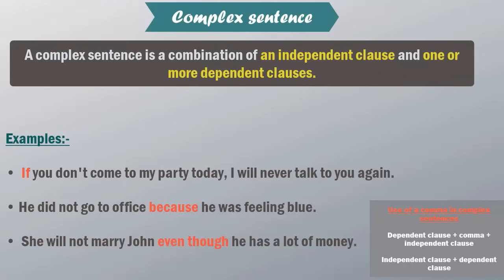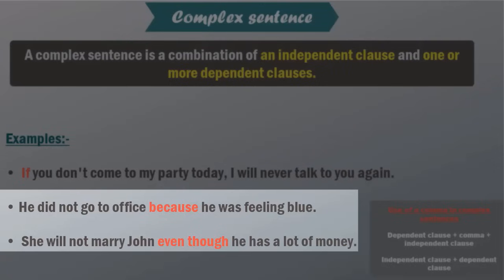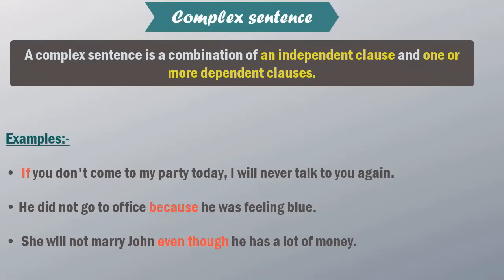But when your sentence starts with an independent clause and then you have a dependent clause, you don't need a comma. Look at the second and third example. He did not go to his office because he was feeling blue. He did not go to his office, independent clause, because he was feeling blue, dependent. She will not marry John even though he has a lot of money. First independent, then dependent. So these were some examples using one independent clause and one dependent clause.